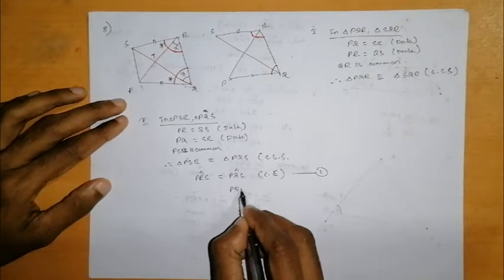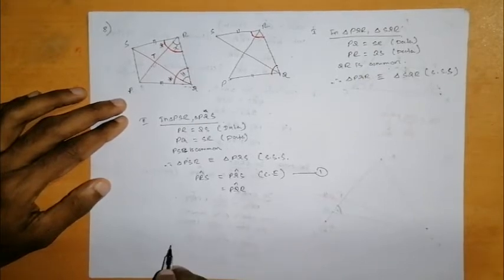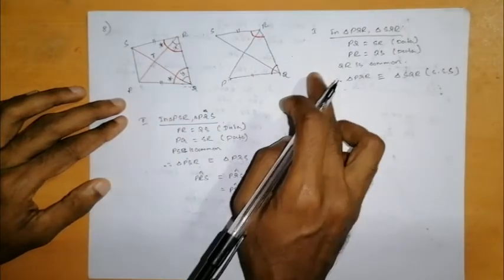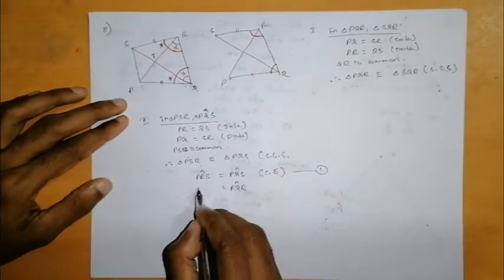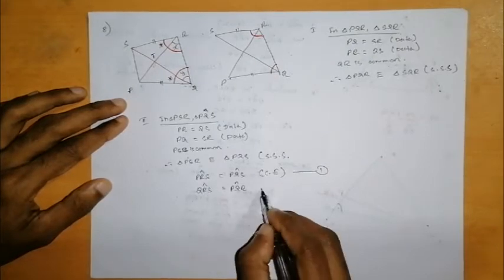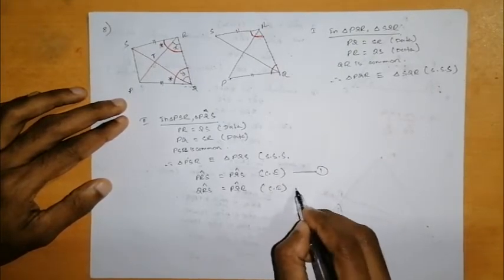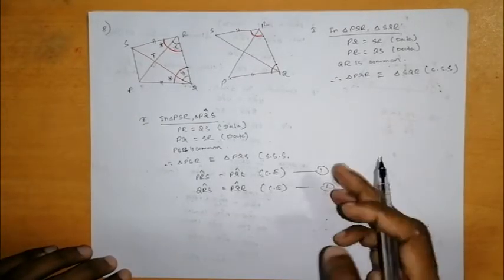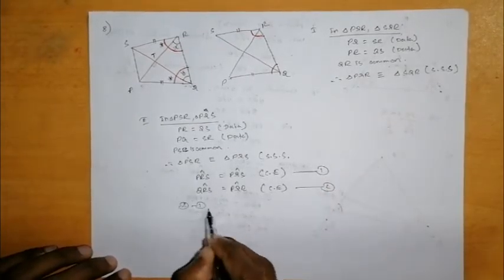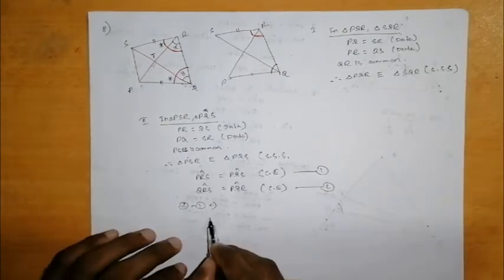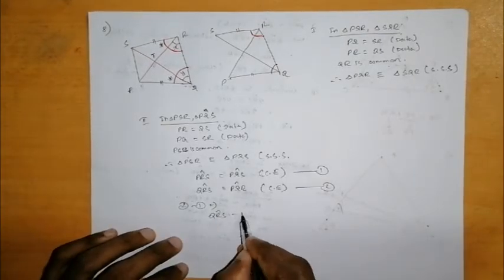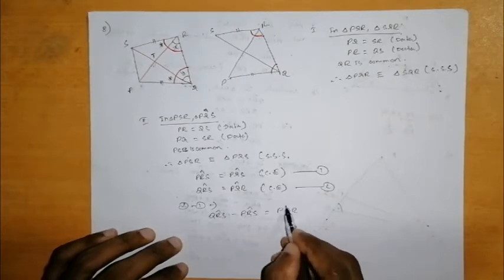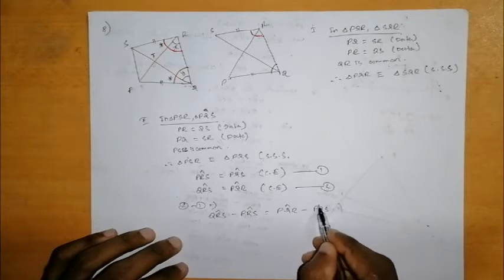So PQR equals QRS. So QRS equals PQR, second one. So we are going to subtract 1 from 2. So 2 minus 1. So QRS minus PRS equals PQR minus PQS.